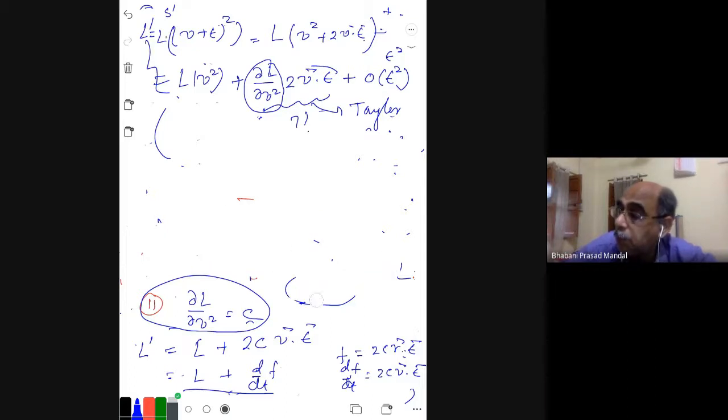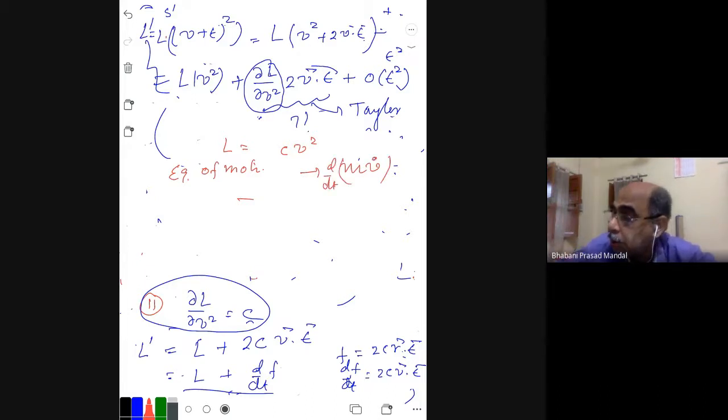That means my Lagrangian is L equal to C V square. Then only del L del V square will be C. Now what will be the equation of motion? The free particle equation of motion is m v dot, or d/dt of mv, is 0. This is the equation of a free particle. Rate of change of momentum is 0. No force. That is a free particle.